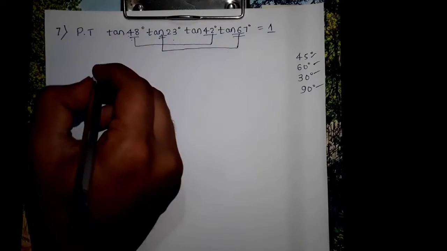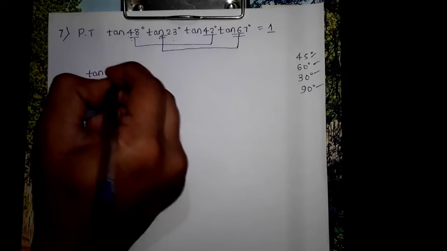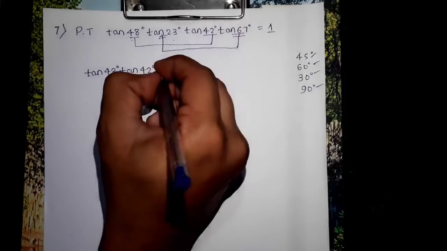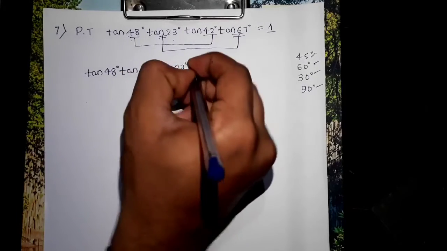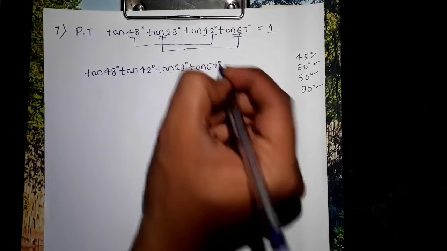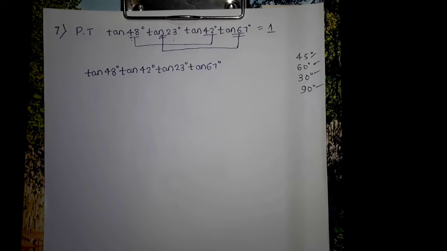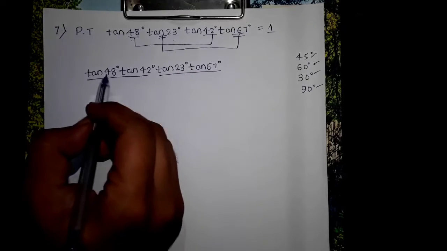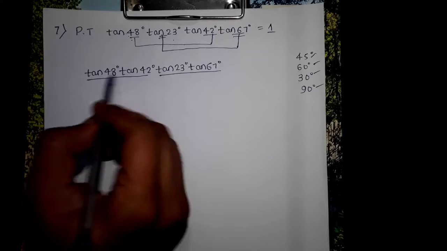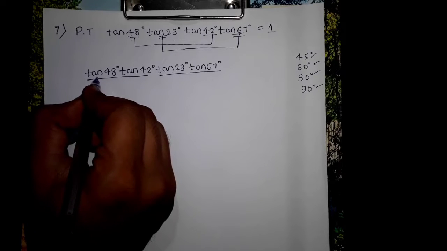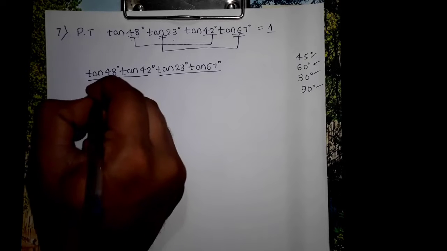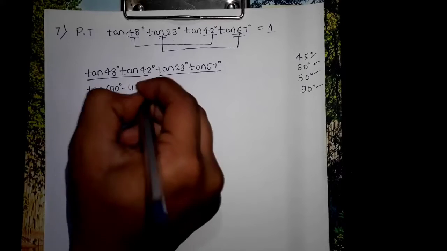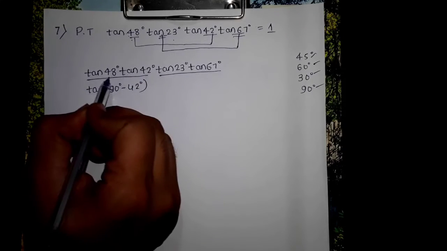Okay, come let us solve. Tan 48 degree and tan 42 degree form a pair. Similarly, tan 23 degree and tan 67 degree will form a pair. Now apply complementary relation. This one is a pair and this one is a pair. Now in a pair, apply complementary relation to any one. Now I will apply complementary relation to tan 48 degree. How can tan 48 be written? It can be written as tan of 90 minus 42 degree, because 90 minus 42 is again 48 only.